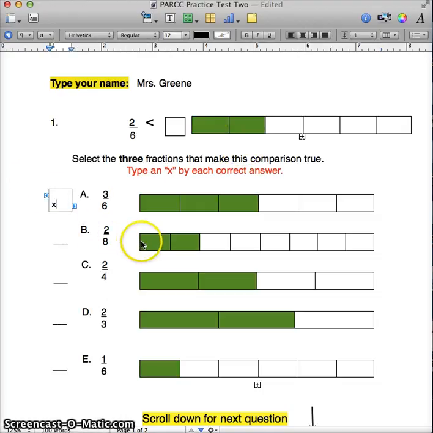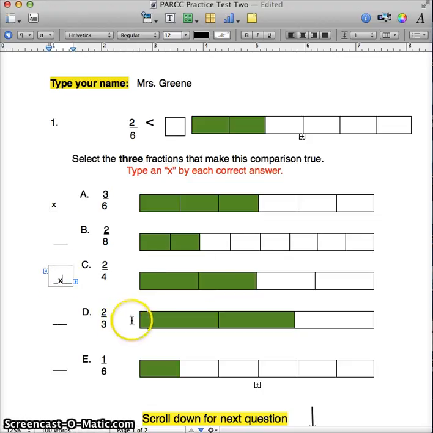Next one is 2 parts of 8. I made my bar again. This time I split it into 8 parts, 1, 2, 3, 4, 5, 6, 7, 8. I shaded 2 of them, and I can see that 2 parts of 8 is less than this, so that one's not going to work. Next I tried 2 parts of 4. I made my fraction bar again. I split it into 4 parts, 1, 2, 3, 4. I shaded 2. 2 parts of 4 looks greater than 2 parts of 6, and I can see that it is, so this is going to be my next fraction that's greater than.